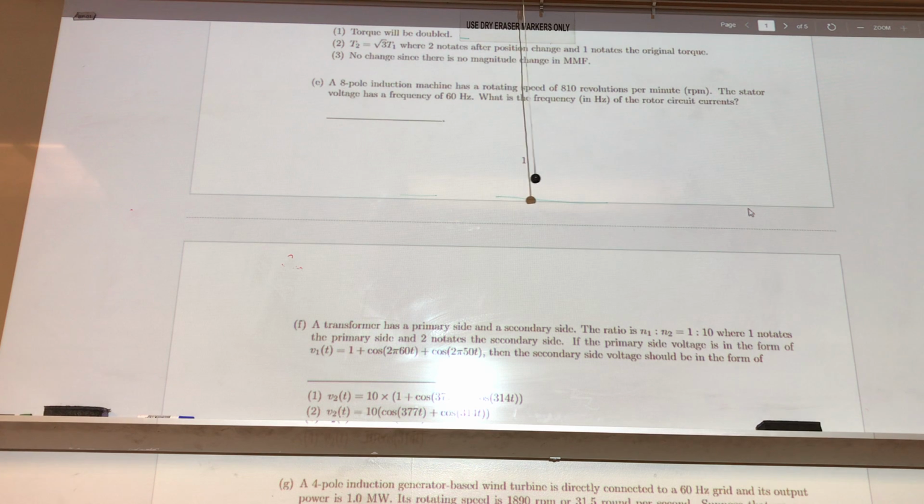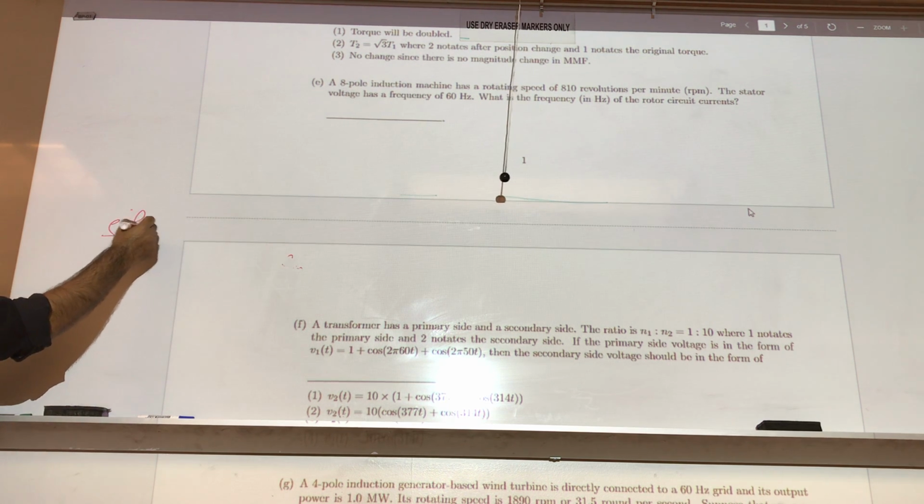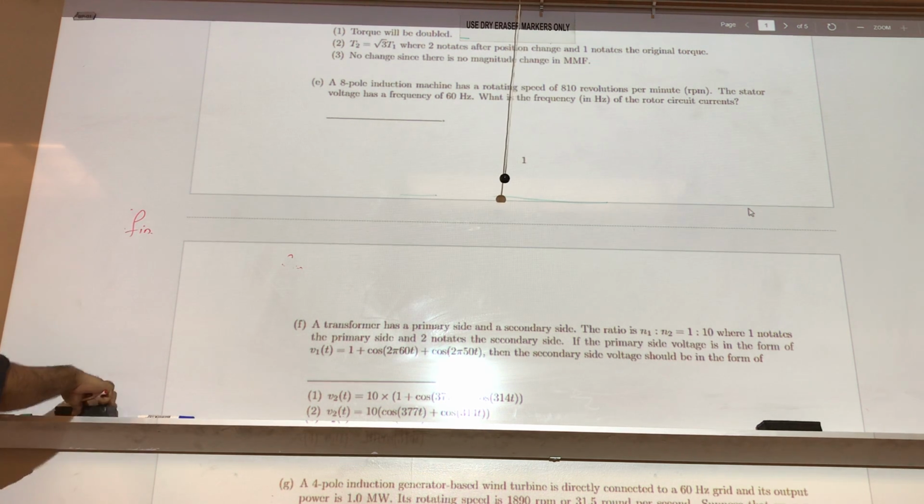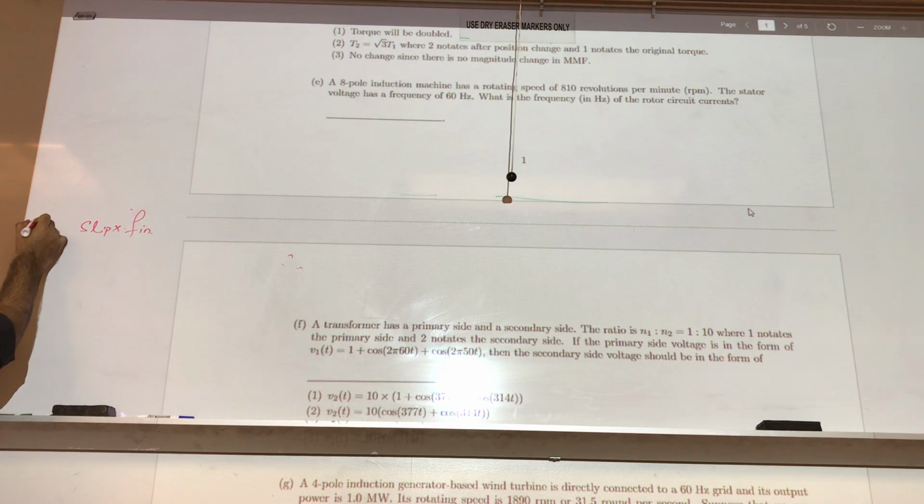So how do you find the rotor frequency? It's just the slip frequency, right? I just told you there. So the rotor frequency is the slip times the input frequency, right?